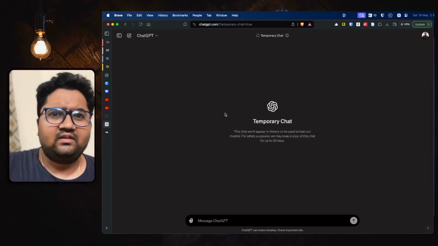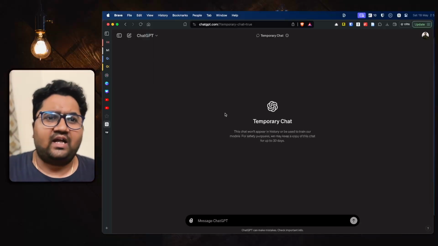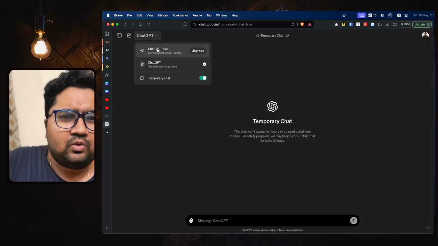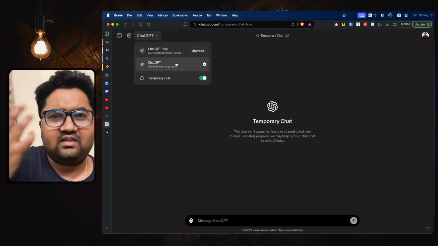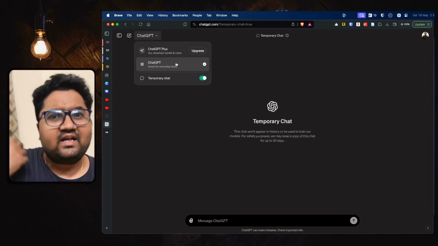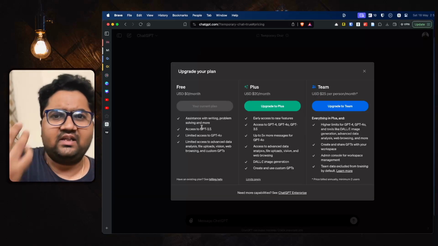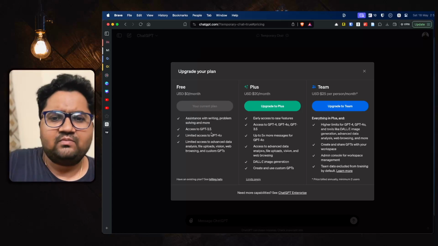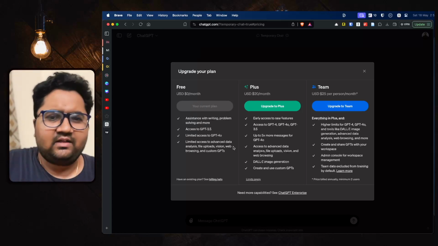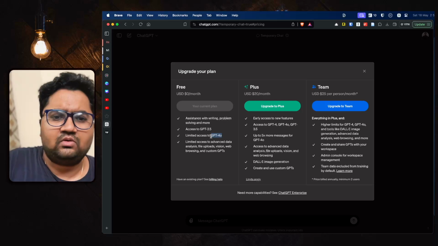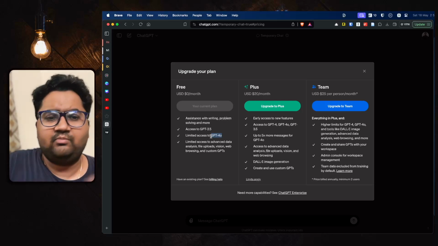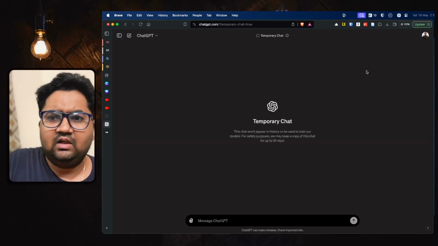A few small things: when you log in to ChatGPT, just make sure you don't get an option to select anything here, because the newer model is open to all for free. You can still upgrade and get access to previous models or a larger bucket size. But right now, limited access to GPT-4o is available to everyone. All right, let's dive in.